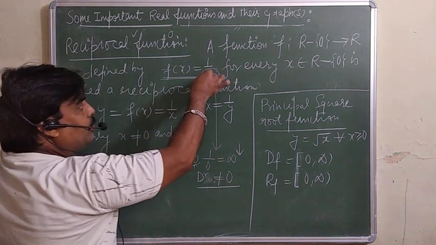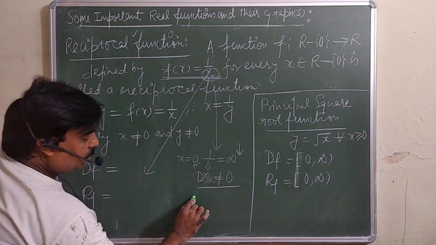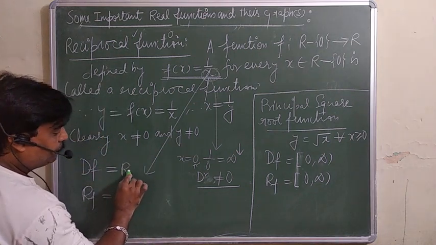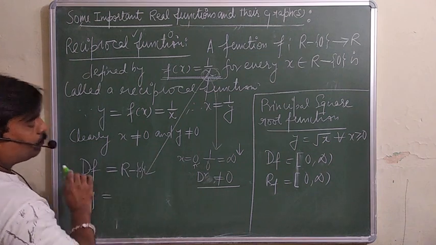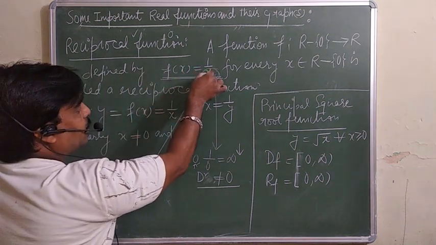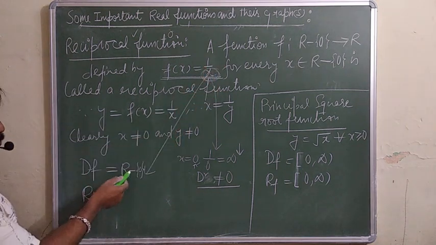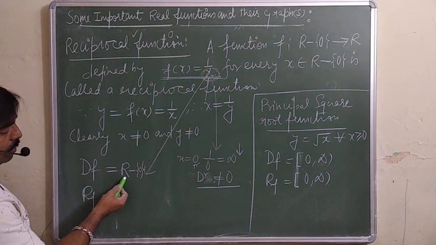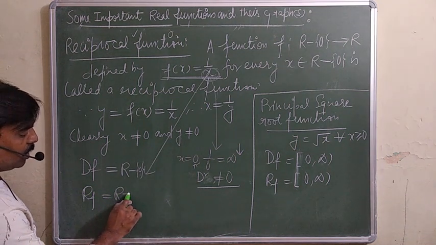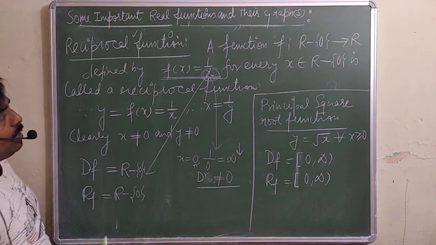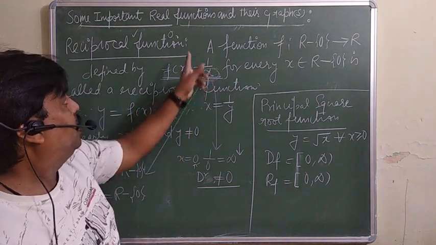It means what can we not put in place of x? All the real numbers we can put, but except 0. 0 you can't put. As soon as you put 0 here, you will get infinity. So the domain of this one will be all the real numbers except 0, and the range will also be all the real numbers except 0, because any value you put here, you will never get 0 if it is a reciprocal function.